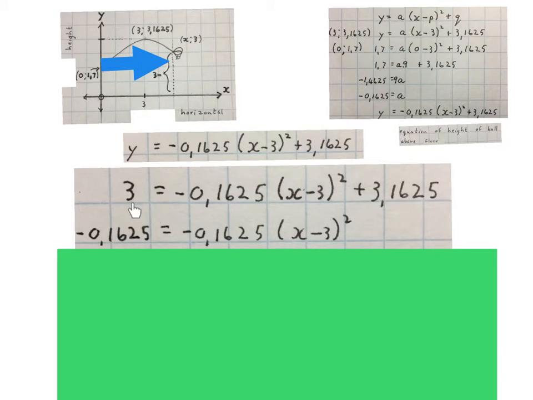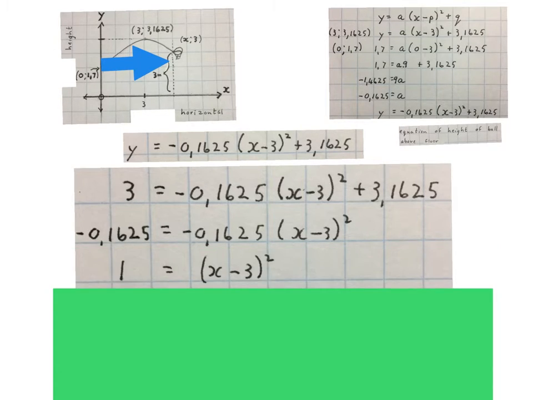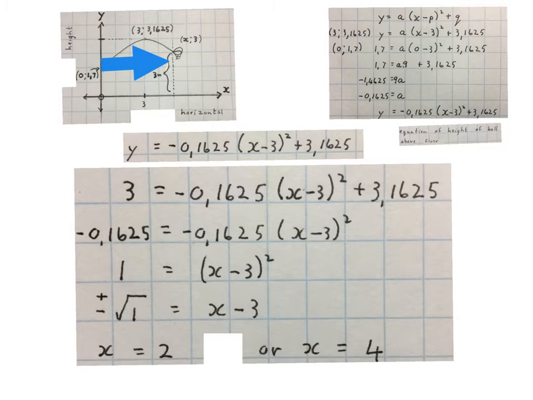First minus this on this side. Then you divide this number in here. Then you square root the 1. Just remember the plus minus. And you work out the value of x. So x will be 2 or x will be 4.